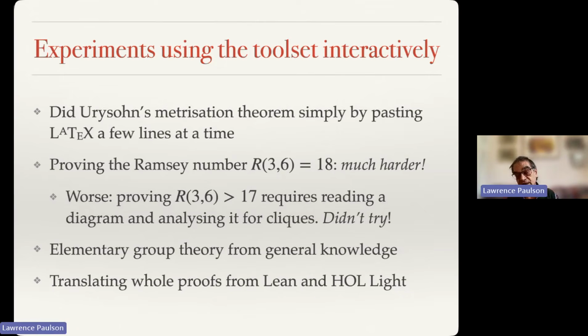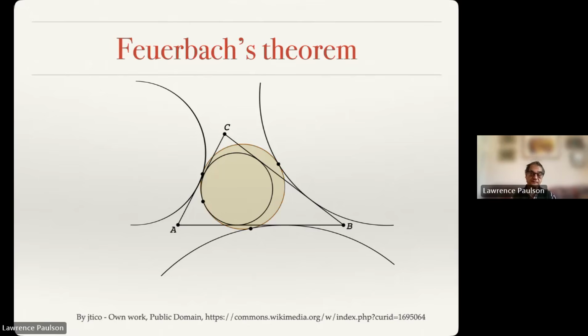I also tried translating whole proofs from Lean and from HOL Light, which I will say a little more about later. So here is one. As you see in the diagram, Feuerbach's theorem is something to do with circles and triangles. I can never remember exactly what it is, and it is quite a complicated thing with a bunch of cases. Although the HOL Light proof that I was starting with, which I guess was due to John Harrison, was only a couple of hundred lines long.